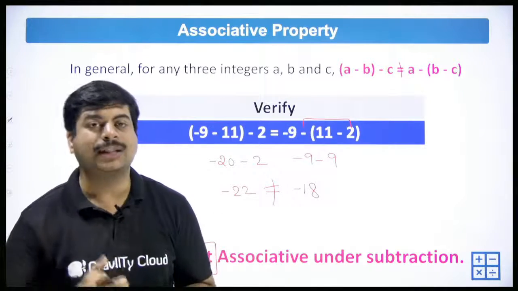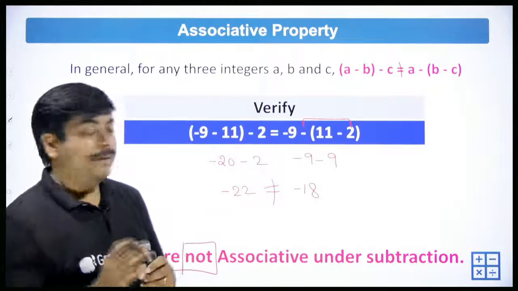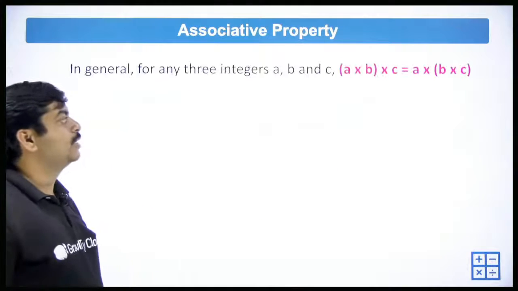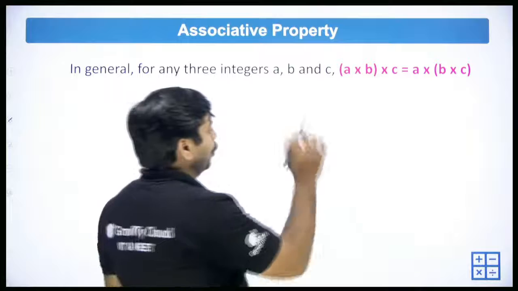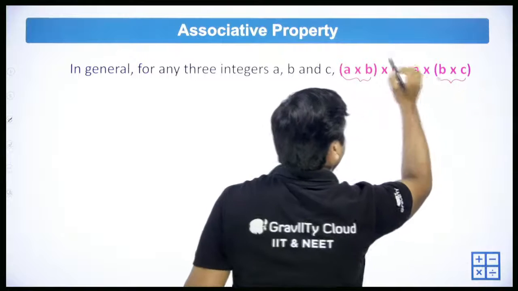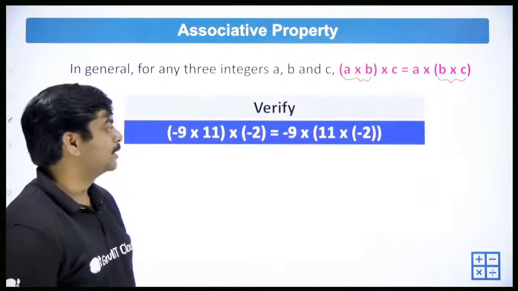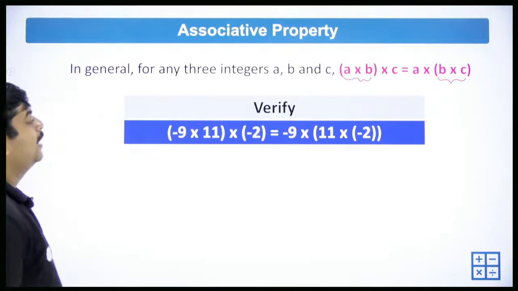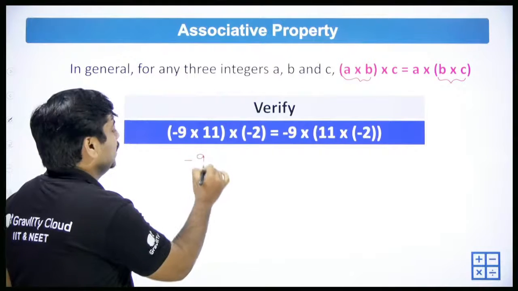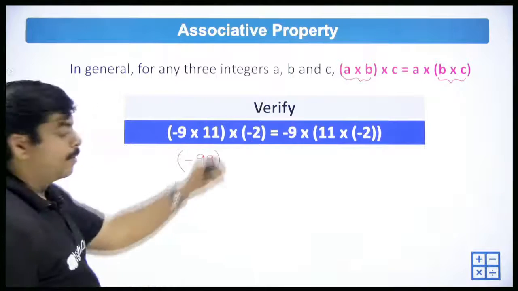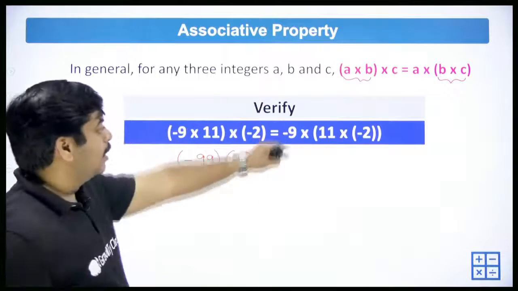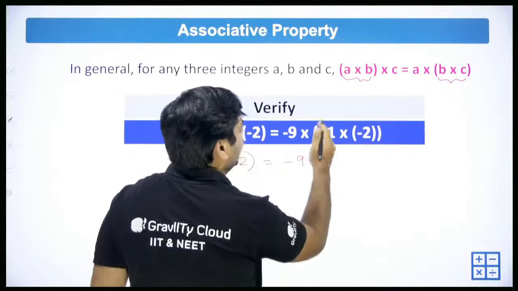Let us try to see for multiplication and then for division. So the same multiplication also, A into B into C and A into B into C. Let us try to apply that. For multiplication, let us try to find the product of A and B and then with C, or product of B and C and then with A. Right? So let me take a small question. Minus 9 into 11. 11 nines are 99. We have a negative. So minus 99 into minus 2 is equal to minus 9 into 11 into minus 2.